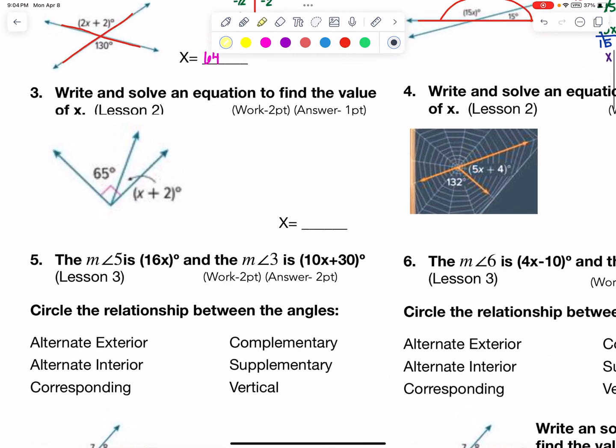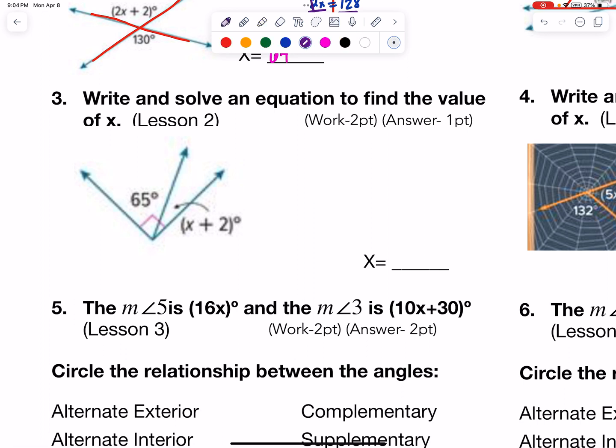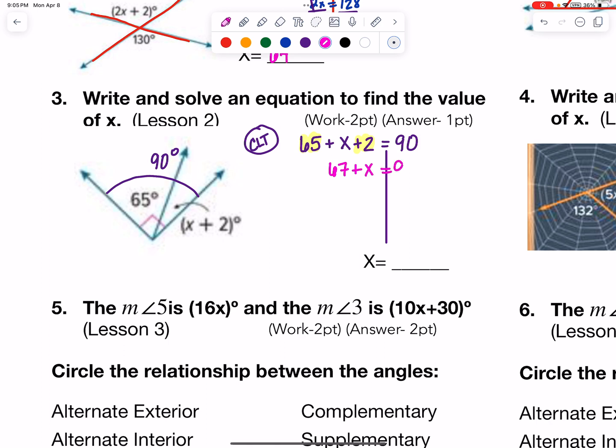All right, now number 3, I notice right away that these two form a 90-degree angle. So these are called complementary angles. Complementary makes a corner. And so my equation would be 65 plus the x plus 2 angle equals 90 degrees. Draw my line down to separate my workspace. And the first thing that I'm going to do is combine like terms. So I'm going to go ahead and combine my constants there. And so we have 67 plus x equals 90.